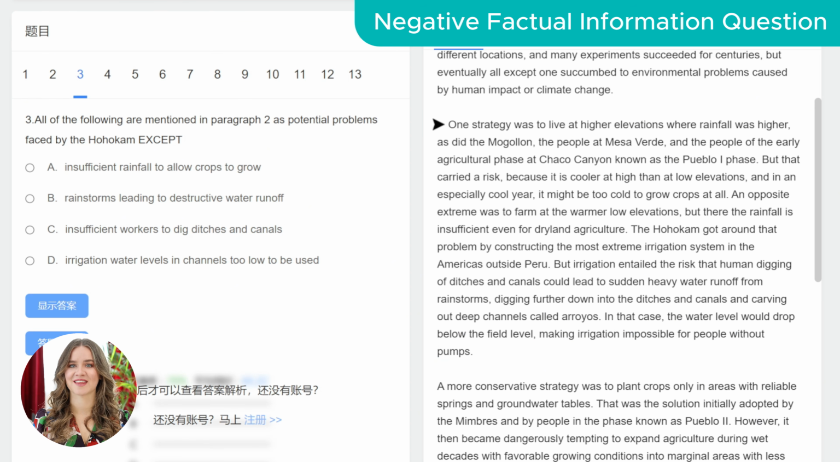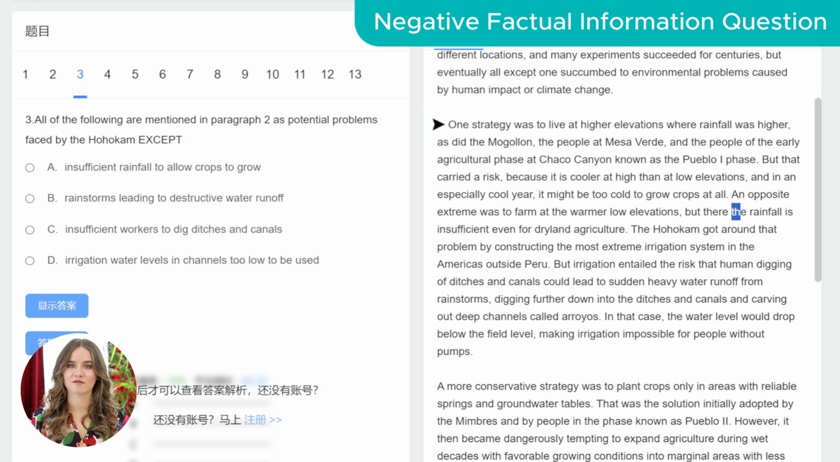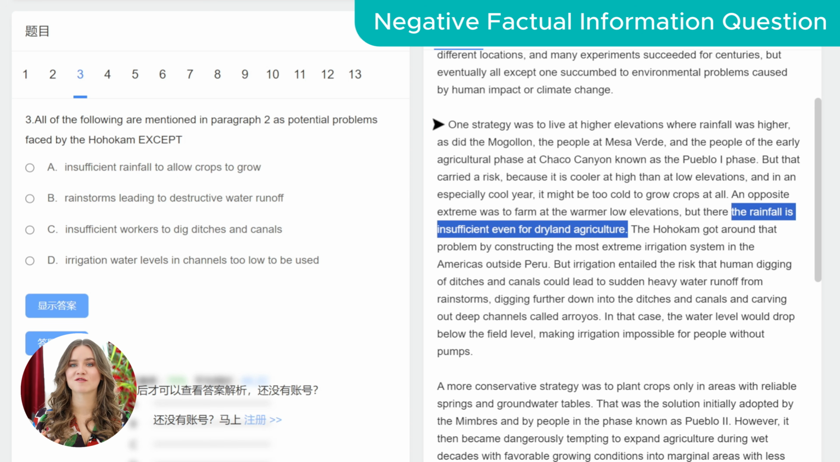Now let's check the answer choices. A. Insufficient rainfall to allow crops to grow. Mentioned in the middle of the paragraph. The text says, the rainfall is insufficient even for dry land agriculture.